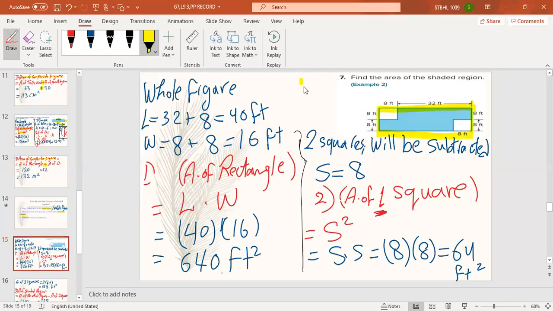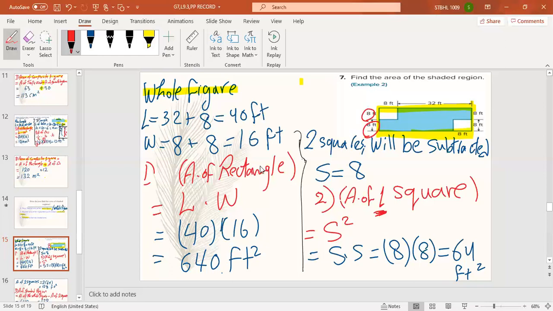So even before looking at the shaded or unshaded area, find the area of the whole figure, first of all. What is the whole figure? It's a rectangle. The length of this rectangle is 32 plus 8 equals 40 feet. And its width from the side is 8 feet plus 8 feet, which is 16 feet.